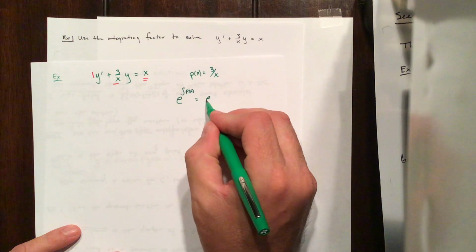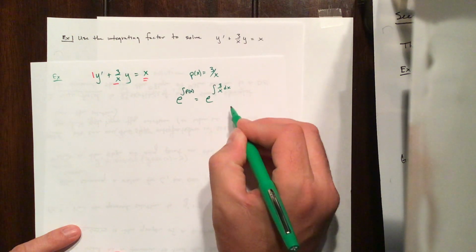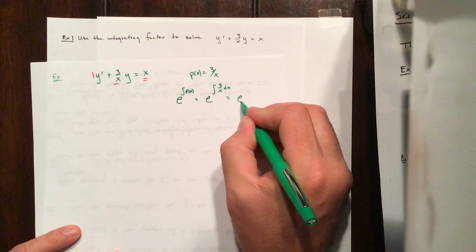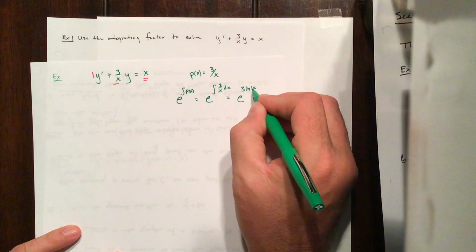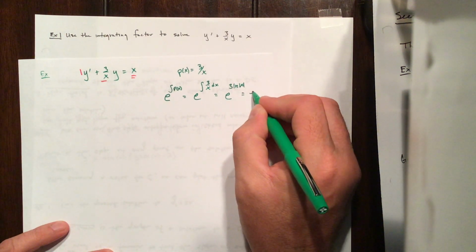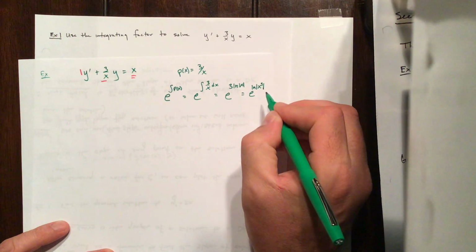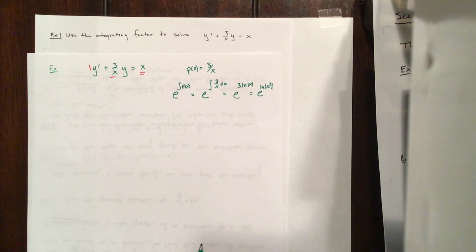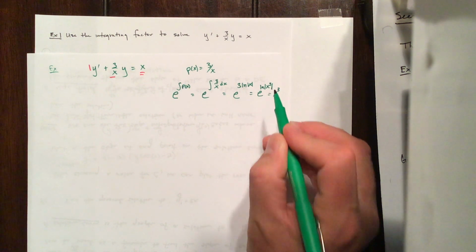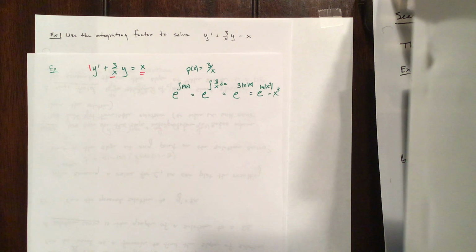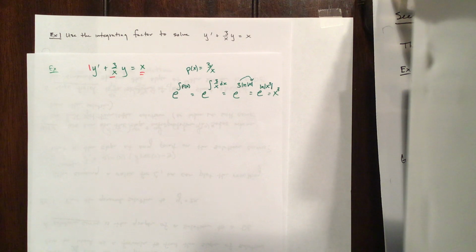It's e to the integral of 3 over x dx, which is e to the 3 times the natural log of the absolute value of x, which is e to the natural log of the absolute value of x cubed, which is x cubed. Here I use properties of exponents to write that inside the logarithm.